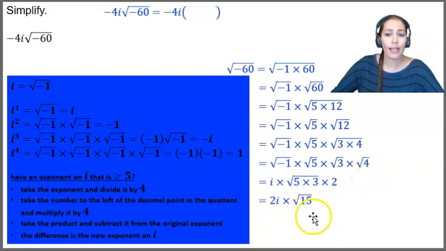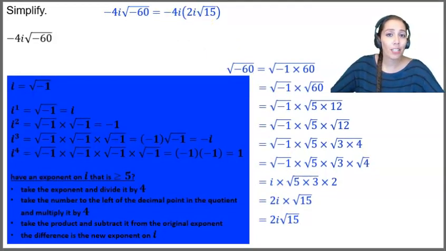Then we're just going to go ahead and multiply. Now when you have an i, the imaginary number, you're going to treat this imaginary unit as if it's a variable. So 2 times i is on the outside of the radical. You're going to put the 2 first and the i second. And then 5 times 3 is equal to 15. So we get 2i square root of 15. So when I come back up here, the square root of negative 60 equals 2i square root of 15.